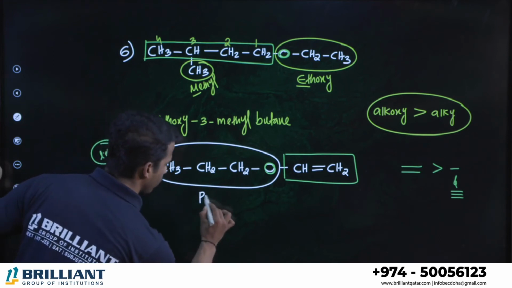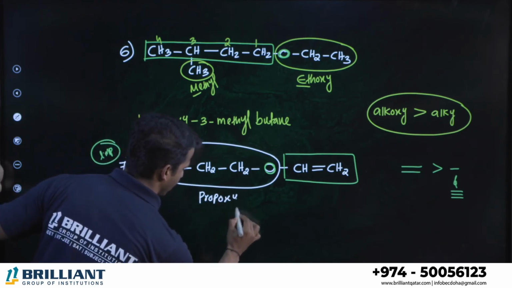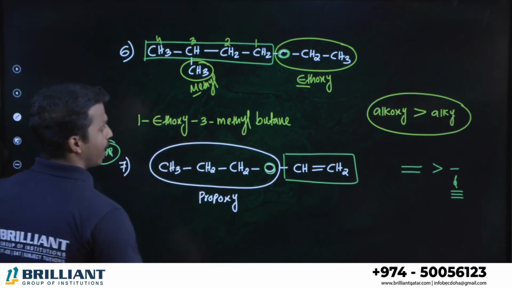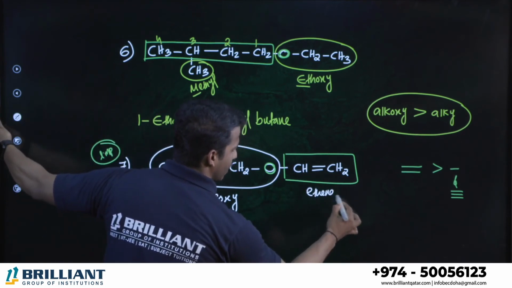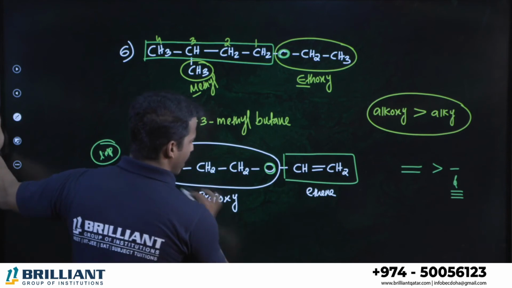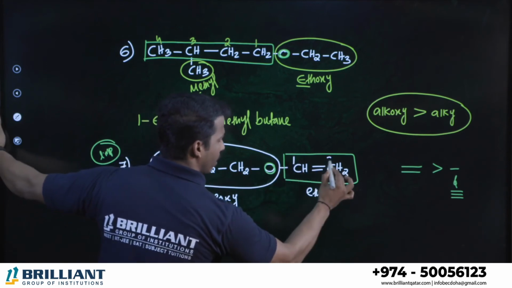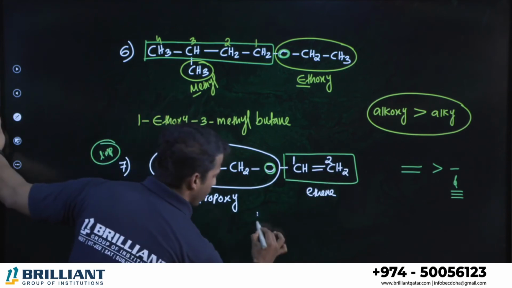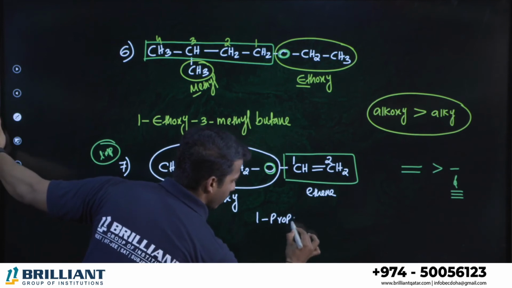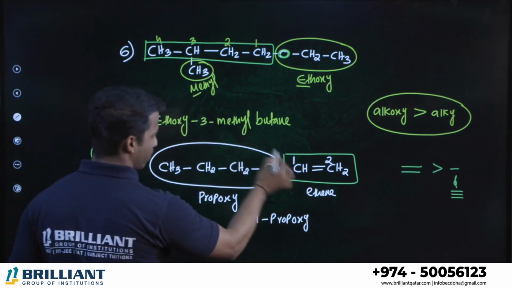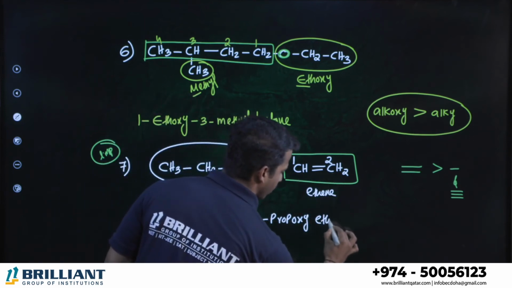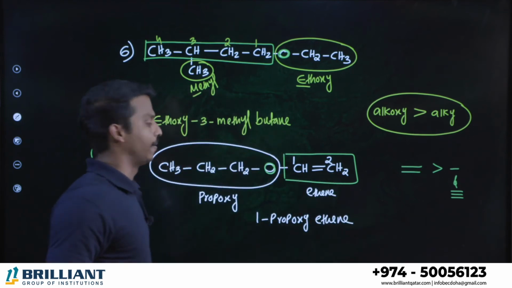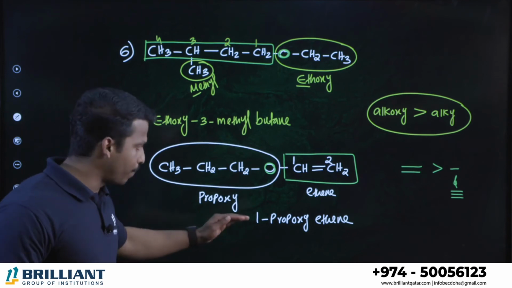Propoxy. What is it called? Propoxy. Clear all? Okay, so this is the compound. What is this? Ethene, right? Ethene is the parent chain. So your branch should get the lowest number, right? So number 1 here, number 2 here. What is the name? 1-propoxy. First position there is a propoxy. 1-propoxy ethene. Parent chain is what? Ethene. Clear all?